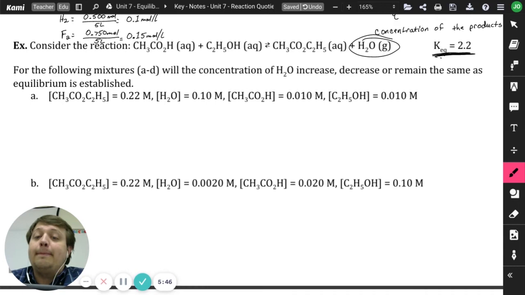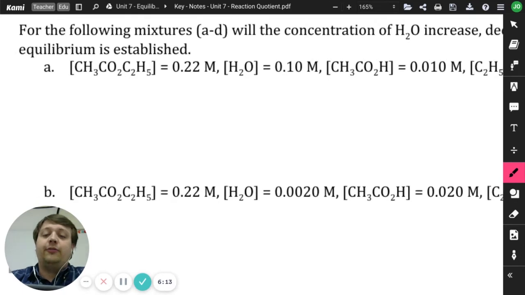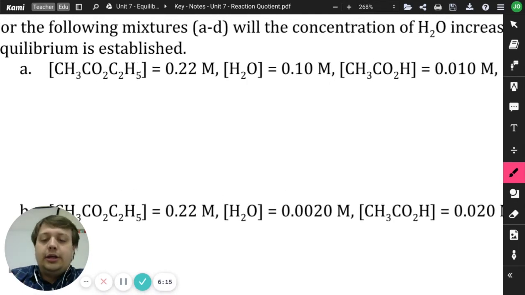So for the following mixtures, A through D, will the concentration of H2O increase, decrease, or remain the same as equilibrium is established? All we're doing here is solving for Q and comparing it, okay? Once we've got our Q, we have to decide: is it product or reactant favored, and which direction will we shift? Once we've got that, we can decide whether my H2O will increase, decrease, or remain the same. So first things first is to solve for Q.